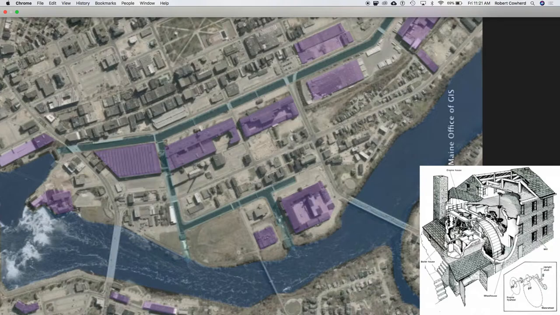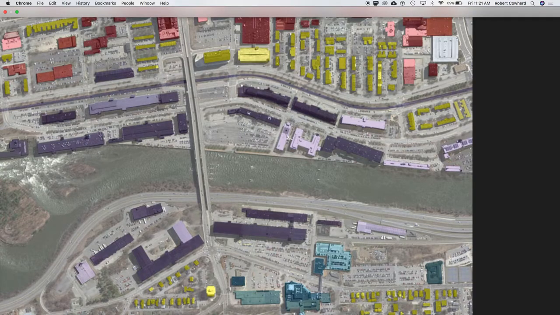And so the original foundation of these towns all reflect this. Here's the waterfall up here. You grab the water, and you take it in a flat canal all the way through here, and you drop it through each of these factories. And you use it to drive all these things.